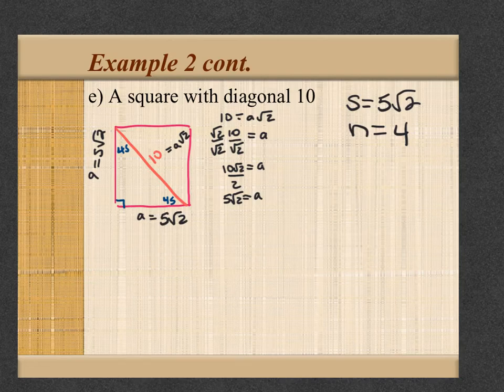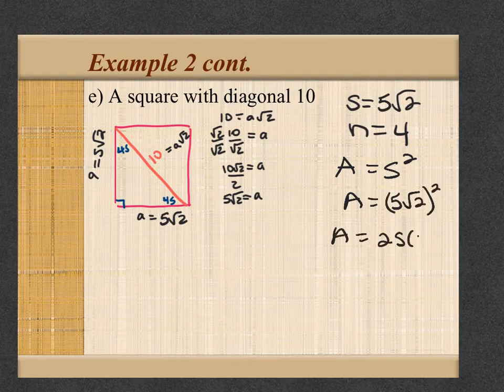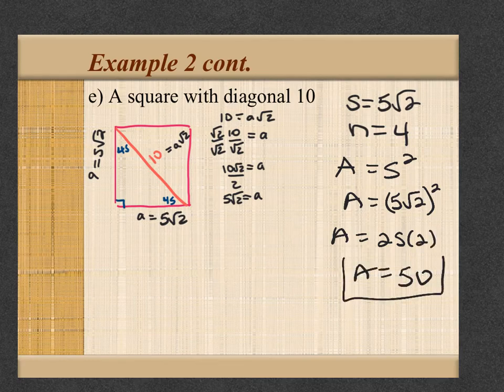Can you find the area of a square other than using the area of the polygon? Yeah, what's the area of a square? Length times width, or side squared, right? So as soon as I get that side, I could do 5 root 2 squared, which is 25 times 2, which is 50. That is one way, probably the fastest way, units squared.